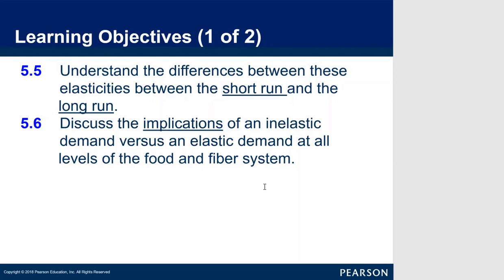So weather changes abruptly in the short run. We have warm years, we have wet years, we have dry years, we have cold years. But in the long run, that's where we're really looking at climate change. So in the long run models in ag economics, we see things to be a lot more smooth in terms of their changes. In the short run, we see a little bit more erratic. Then finally, we're going to look at those implications that demand elasticity has in terms of the food and fiber system and where that fits.